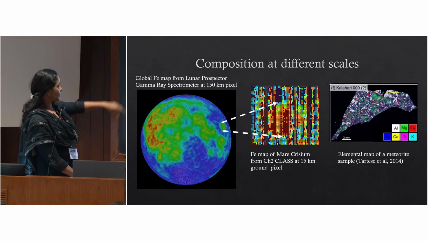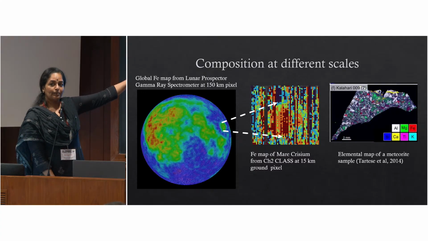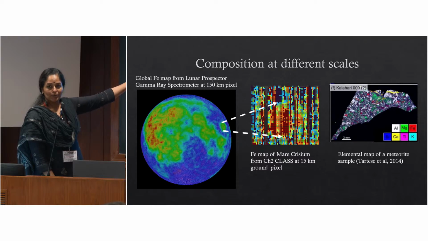Now, if we take that part of it here, you see the round Mare Crisium on the right side. That's a map of Mare Crisium iron from the CLASS instrument on Chandrayaan-2, which is at 15 kilometers. And you can see now how diverse it looks. That's not from the same, but a lunar meteorite.